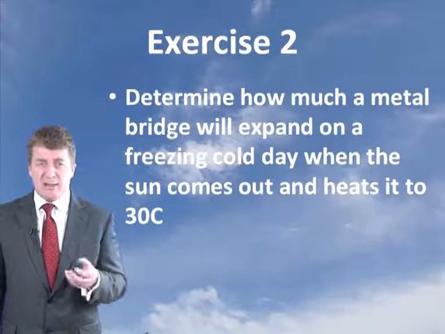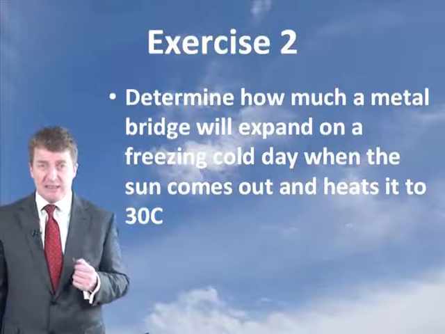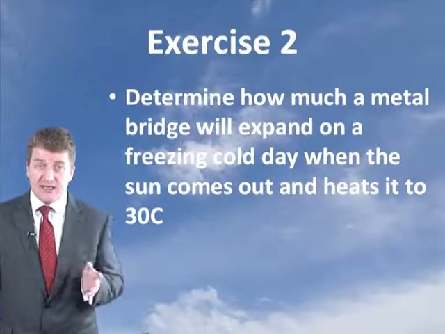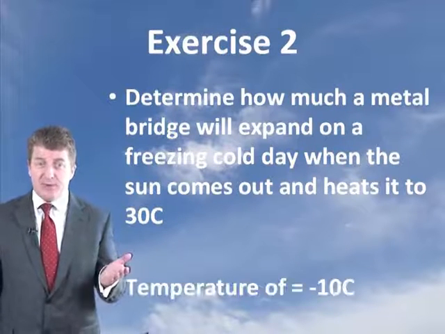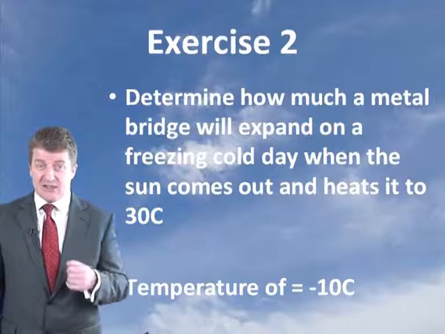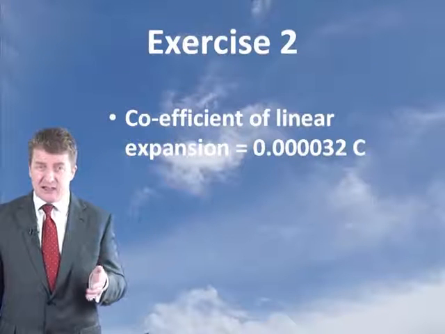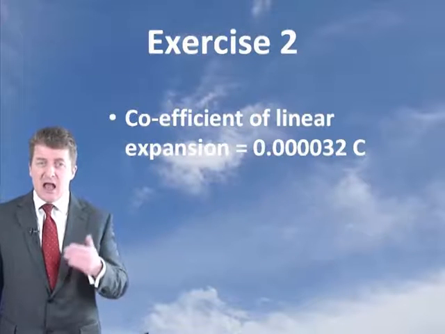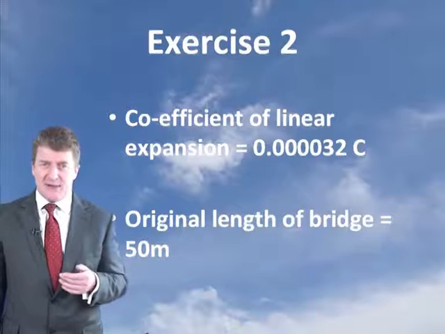Let's do another example. Determine how much a metal bridge will expand on a freezing cold day when the sun comes out and heats it up to 30 degrees C. Now the temperature is minus 10 degrees to start with. The coefficient of linear expansion is 0.00032 per degree C. And the original length of the bridge is 50 metres.